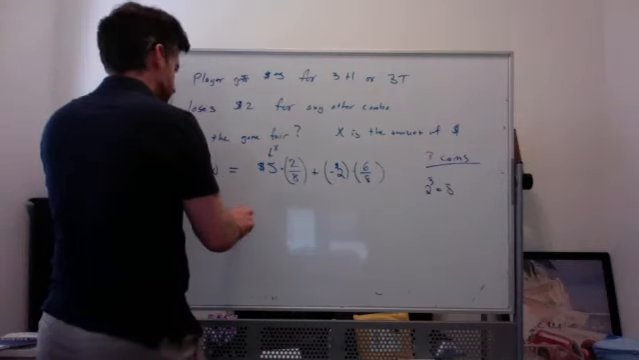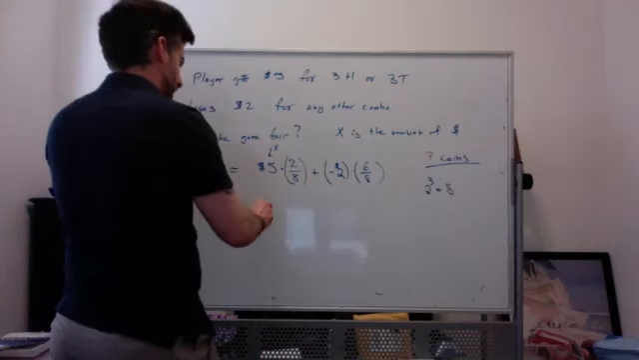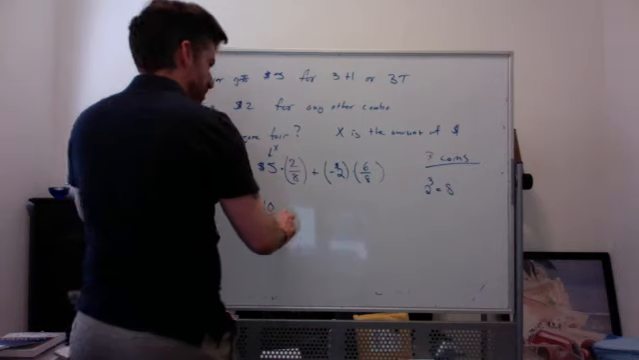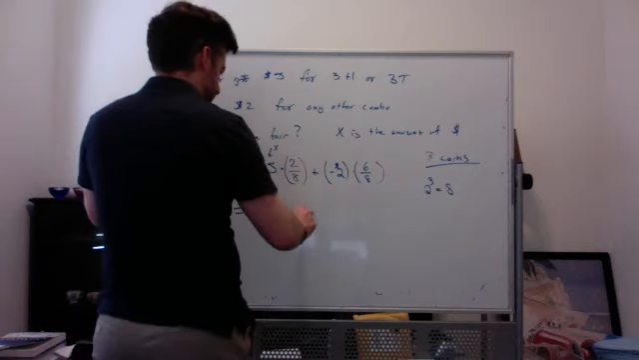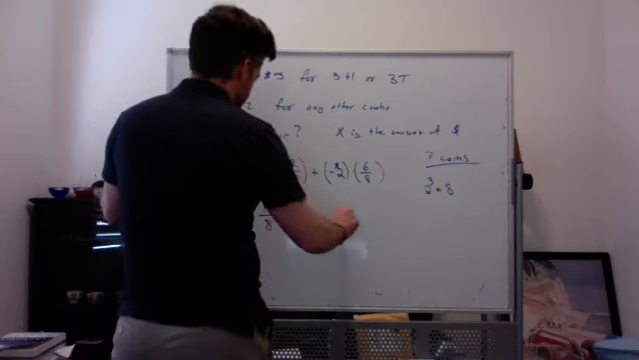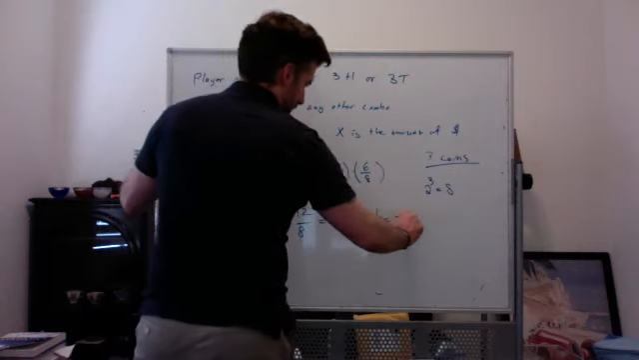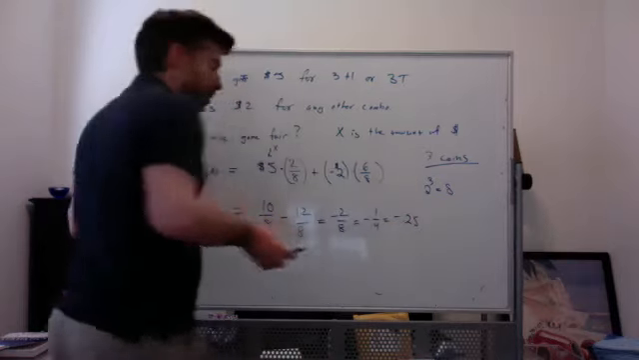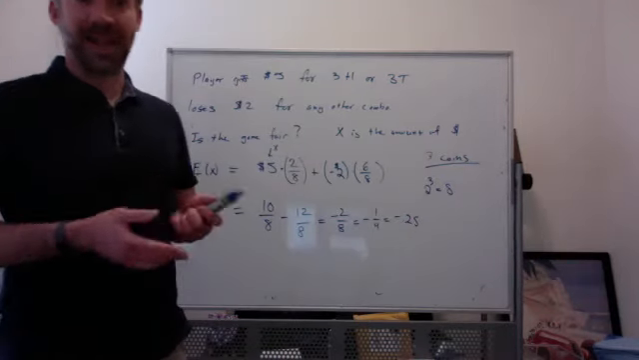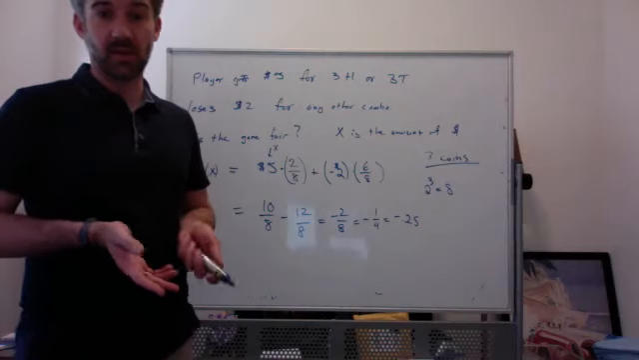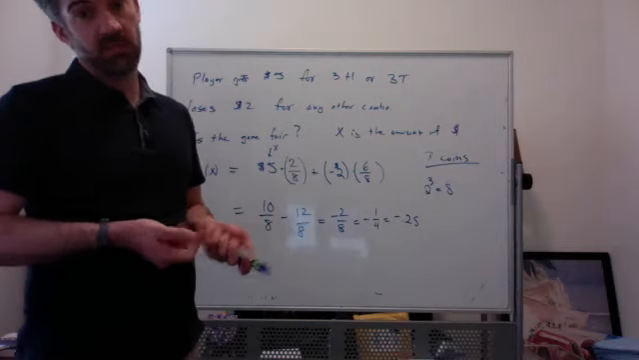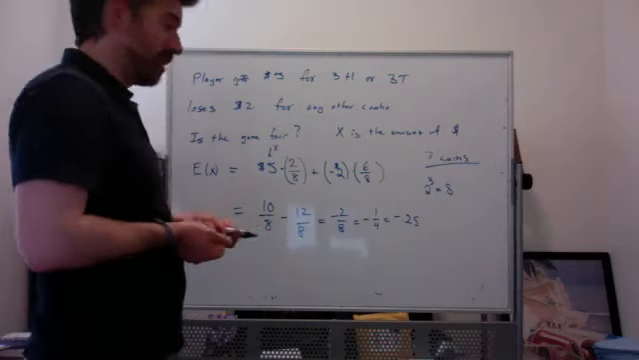So 5 times 2 is 10/8, minus 2 times 6 is minus 12/8. So this is negative 2/8, which is negative 0.25. So over the long run, we can expect on average with each time we play to lose a quarter. So this is a game we should not play.